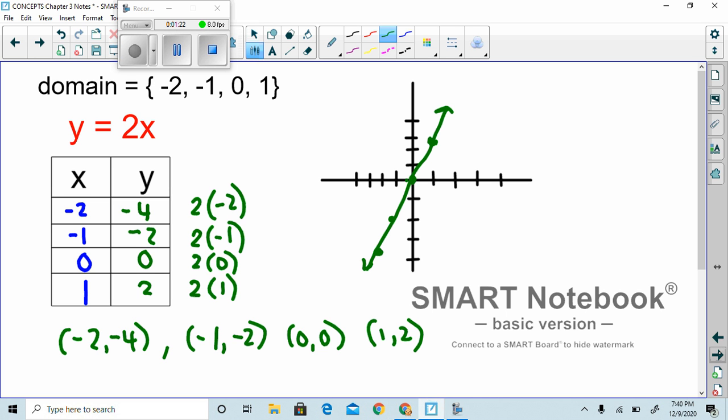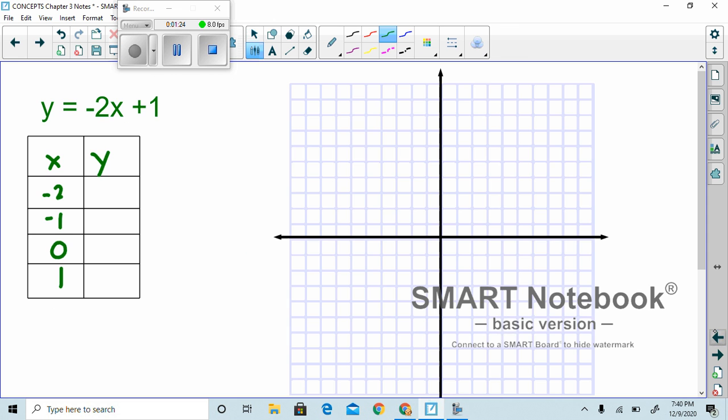Let's see another problem. Again, I'll give you a domain, and it's usually in the range of anything from -3 to 3. It could be any value as I mentioned. This one, the rule says multiply it by -2 and then add 1. So -2 times -2 is 4, and 4 plus 1 is 5.